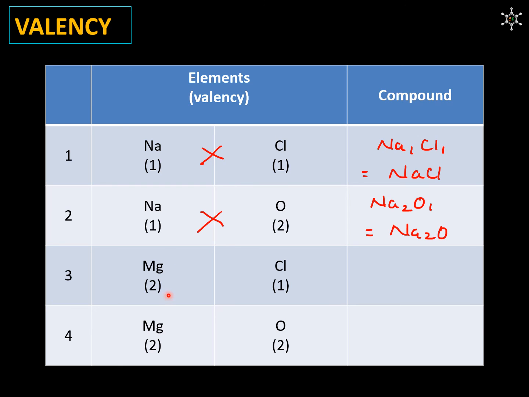Magnesium valency is 2. Chlorine valency is 1. If we exchange, the formula will be MgCl2. Magnesium valency is 2. Oxygen valency is 2. If we exchange, the formula will be Mg2O2. We can simplify these numbers. 2 ones are 2, 2 ones are 2. So the formula is MgO.